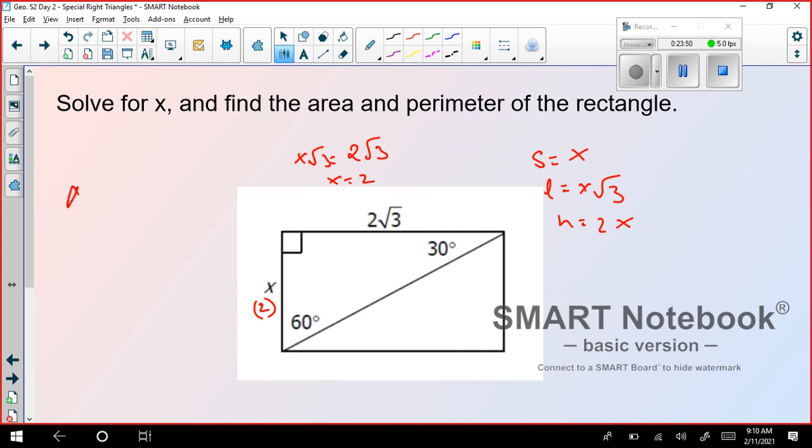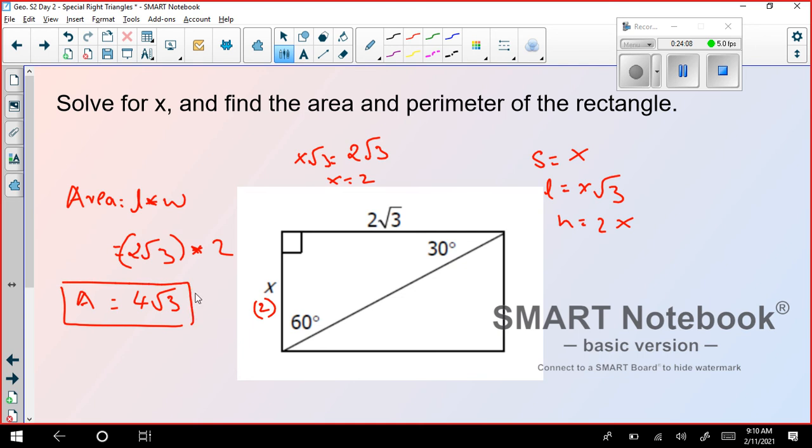So area equals length times width. So that is 2 root 3 times 2, which, if you got 4 root 3, is correct. The area is 4 root 3 square units. They have not given any units, so I'm just writing the units as square units.